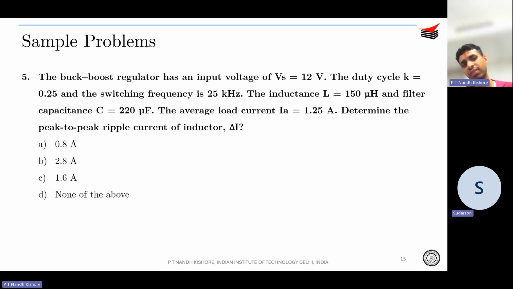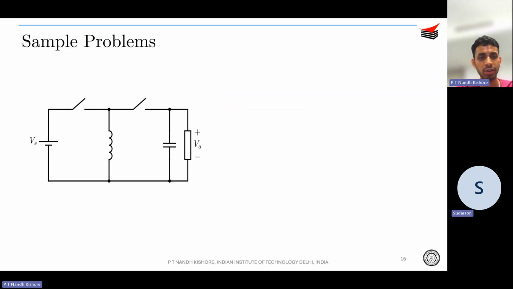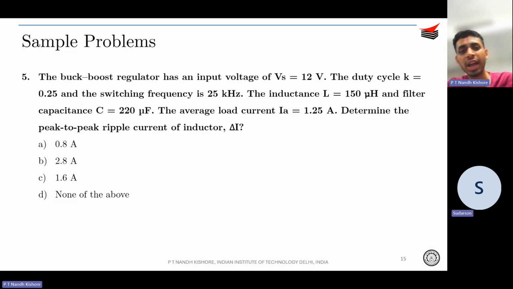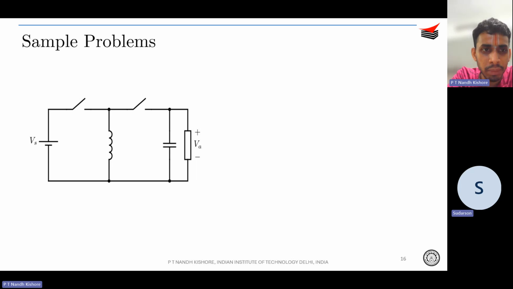Again, it's a similar question, right? You have the buck boost regulator. So first draw the buck boost converter. This should be the first step. Then it has an input voltage of 12 volts, and the duty cycle is 0.25.